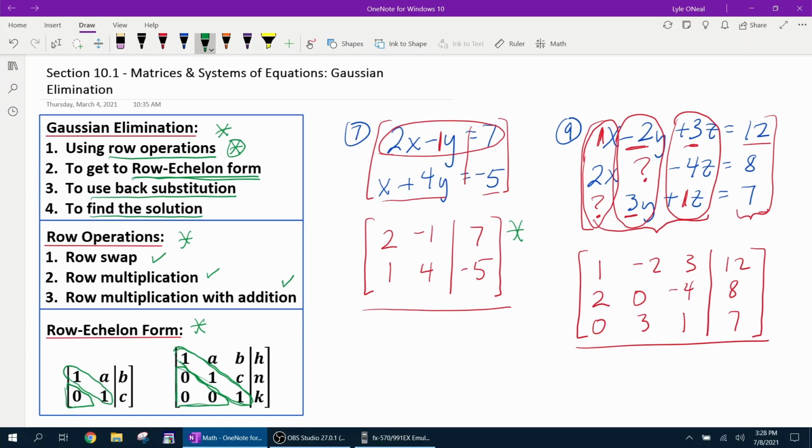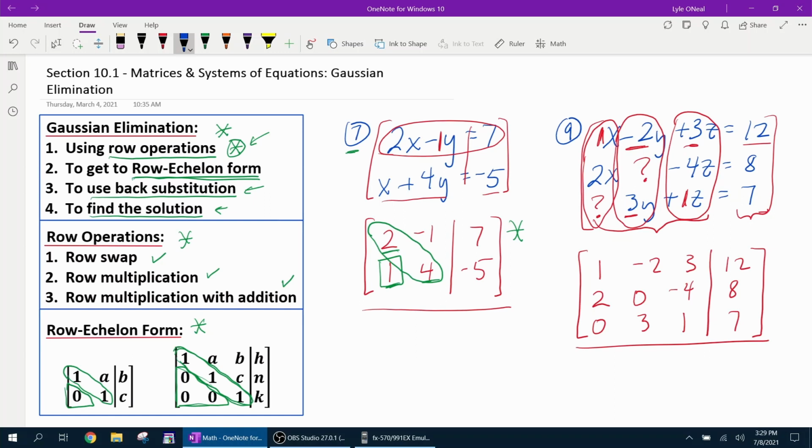So if you look at our example number 7 over here, you can see that the diagonal does not have ones, and the number below the diagonal there is not 0, and that's what row operations will help us to get to. Row operations are what allow us to get the numbers to become what we need them to be. Once you get to row echelon form, then we're going to use back substitution, and that process will help us to find the solution.